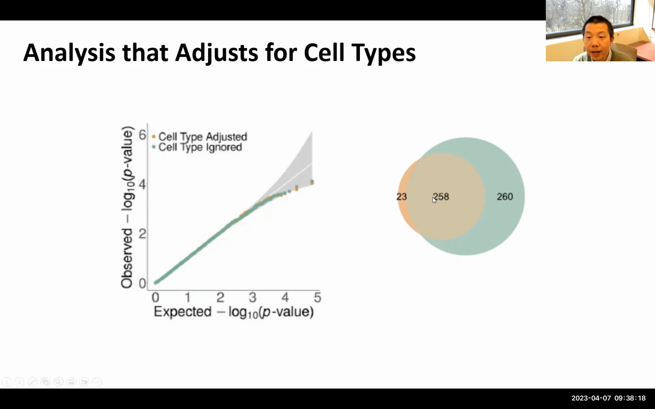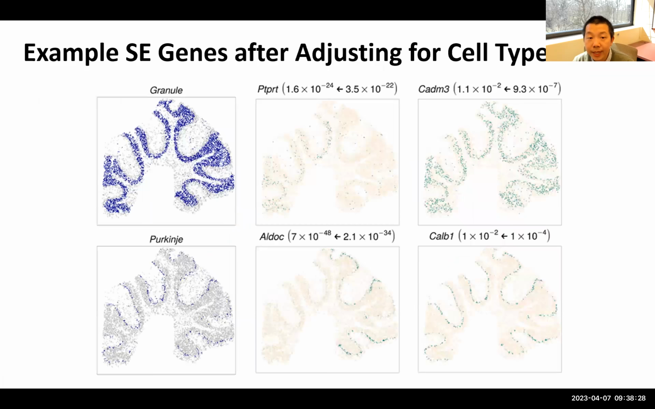You can see still about half of them remain significant, meaning that half of the genes that show a spatial expression pattern do so likely not because of the cell types. So we decided to take a look at some of those examples. Here are two examples.